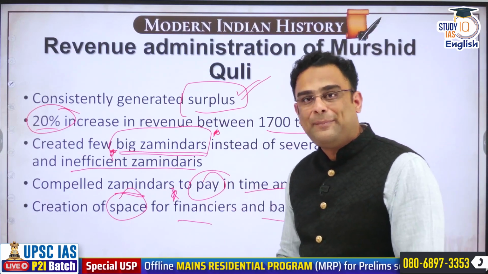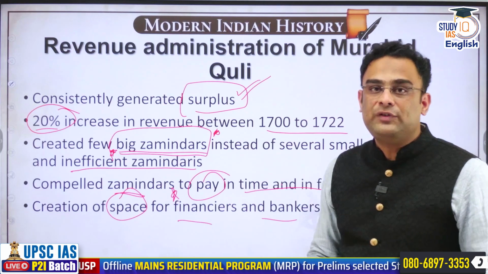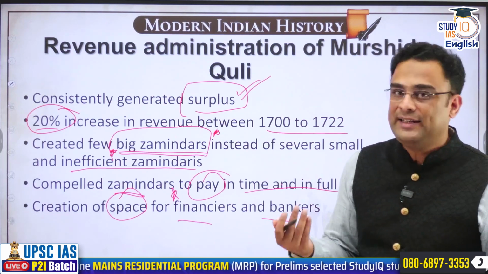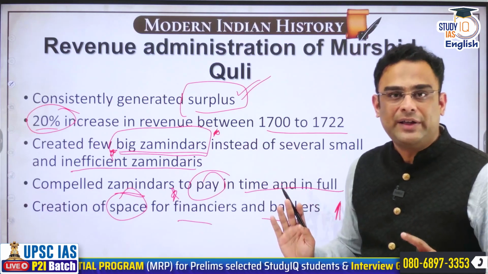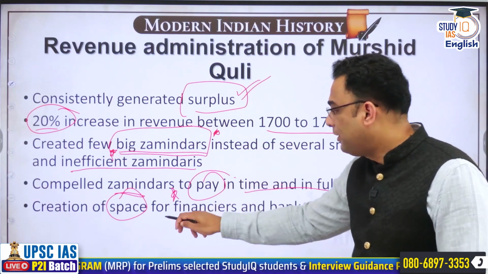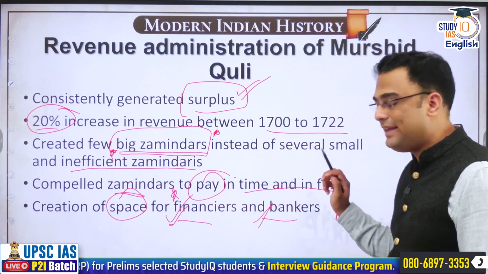Now, it used to so happen that the zamindar was not in a position to pay the state revenue in time. But Murshid Quli Khan would not have anything of that. He wants his revenue in time. So those zamindars then required financiers and bankers.